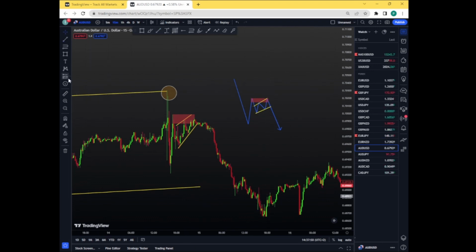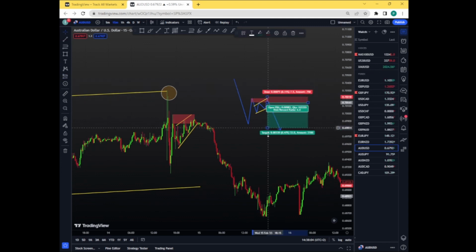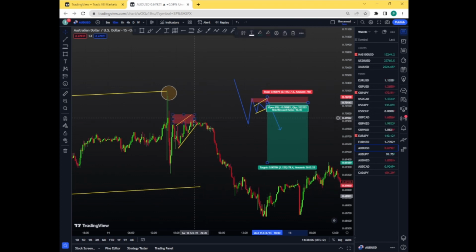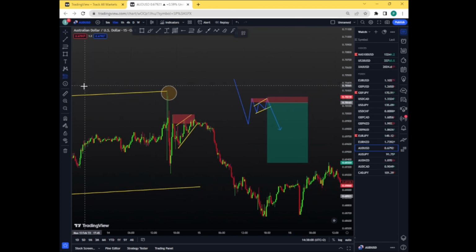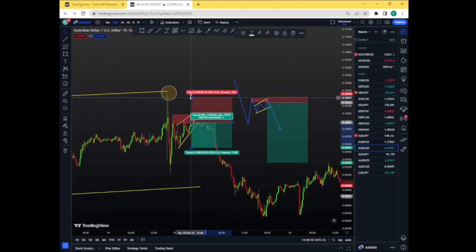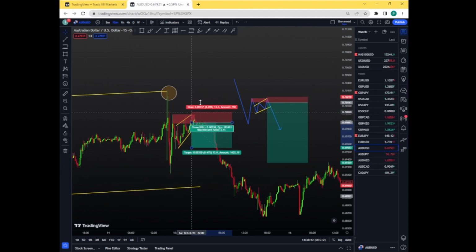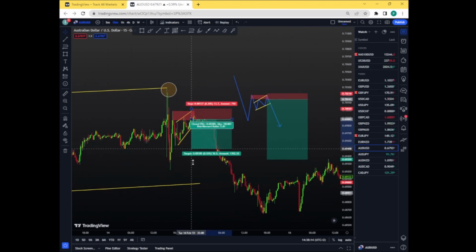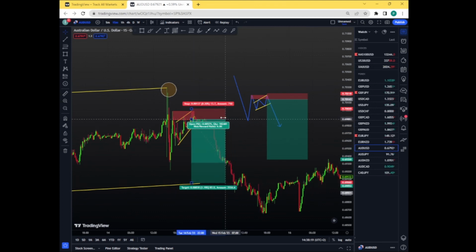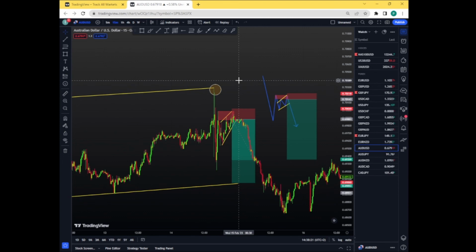So that's when you can take your short position and target this level. In this case, our entry was here, stop loss above the zone, and we're targeting the third touch. So guys, I hope you find this video useful, and thanks for watching.